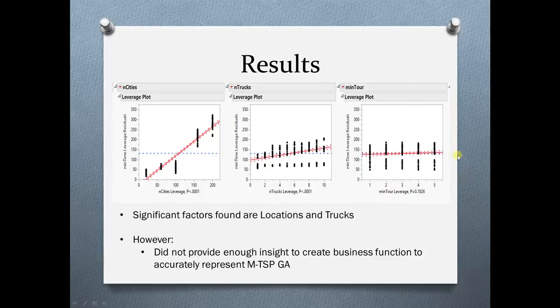So for results, again, the leverage plots will show us the number of cities, extremely important. You can see how steep the slope is on the leverage plot. Trucks, important but not quite as much, and then minimum TOR, not really at all. So out of the factors we searched, we found the significant factors to be location and trucks. Unfortunately, these inputs and this data did not provide enough insight to create a business function to accurately represent the MTSP GA.